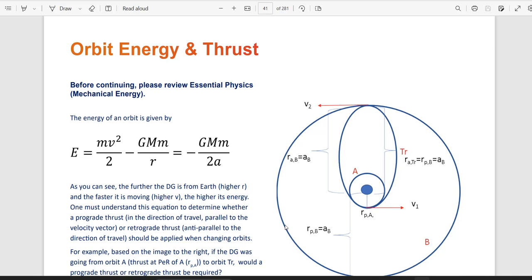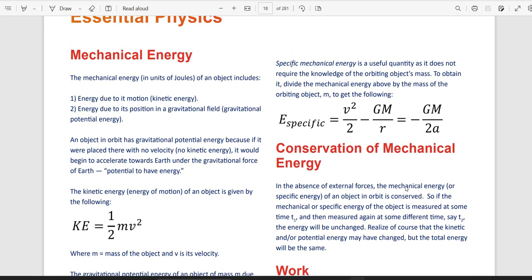Okay, orbit energy and thrust. It says here, before continuing, please review essential physics on mechanical energy. So I'm going to go back and do that. Okay, so here we have it.